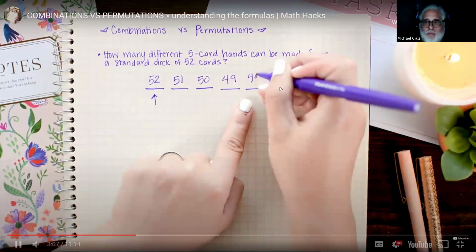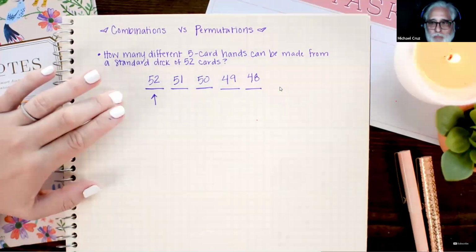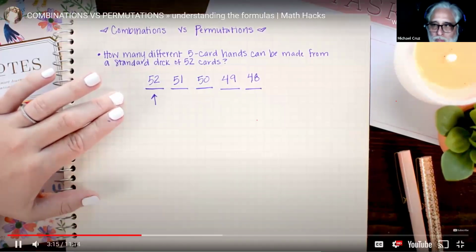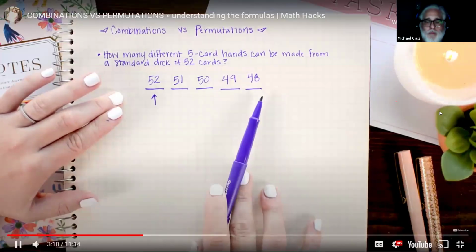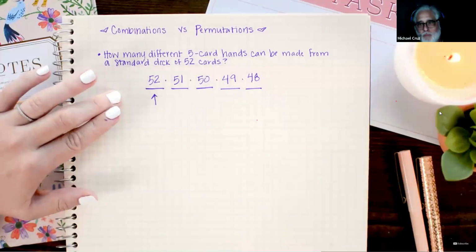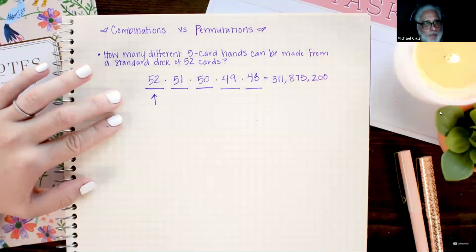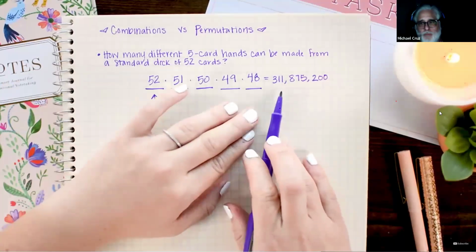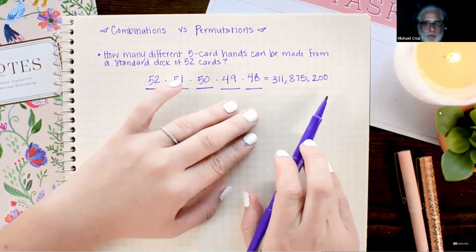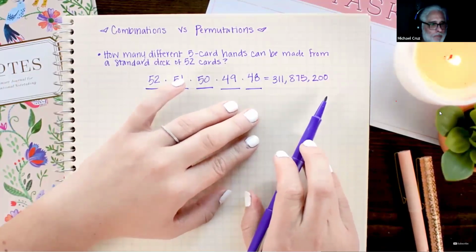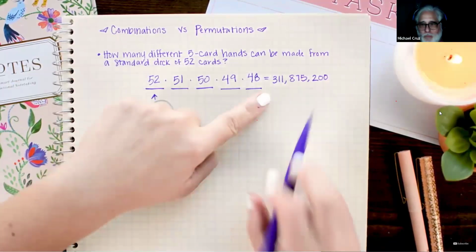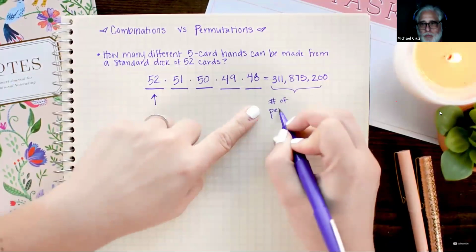Now, whenever you're counting the different ways of doing things, you want to use the multiplication principle. So to figure out how many different permutations we have of these, I'm going to multiply all of them together. Multiplying this out, I get 311,875,200. And no, I did not do that in my head. I definitely used a calculator for that calculation. Now, this is the number of permutations.